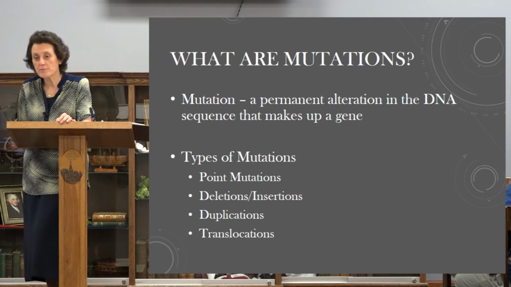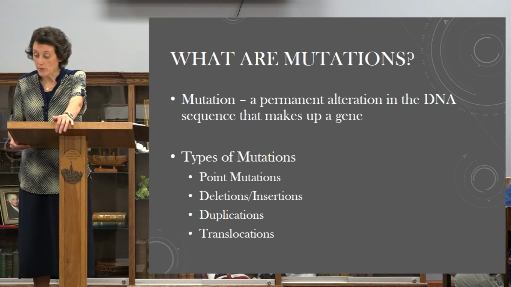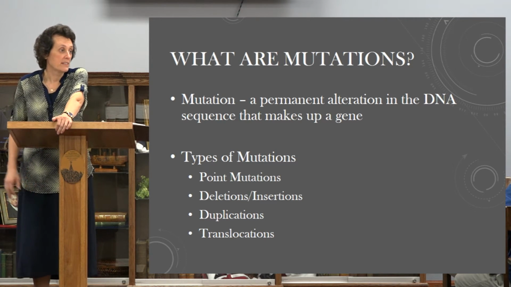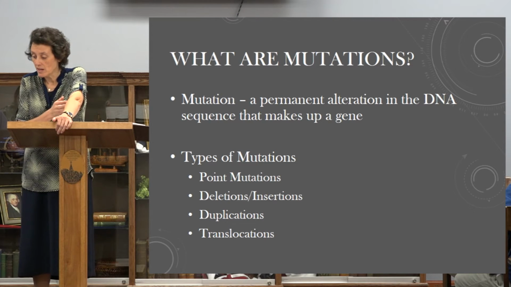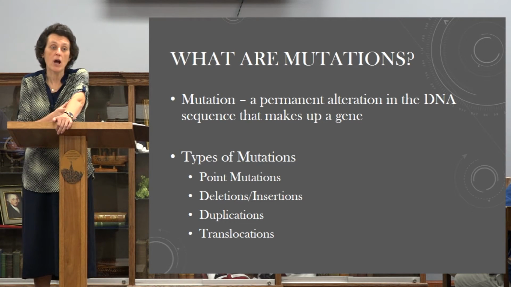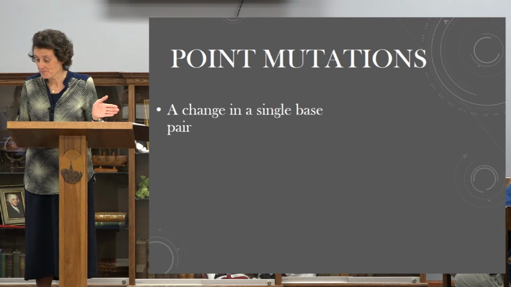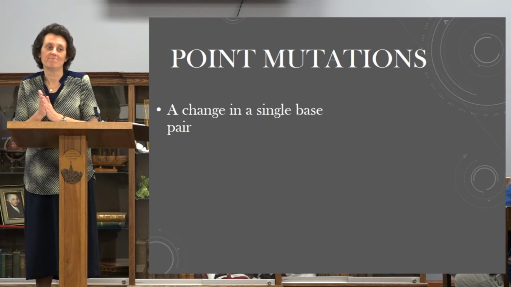There are different types of mutations. A lot of mistakes can happen. We can have a point mutation, a deletion or insertion, a duplication, a translocation. A mutation is any time we alter the sequence of those A, T, C's, and G's. Point mutation.